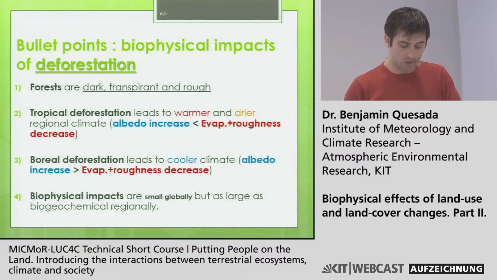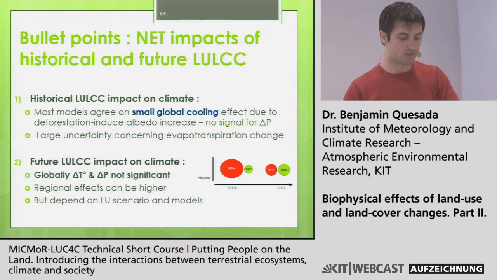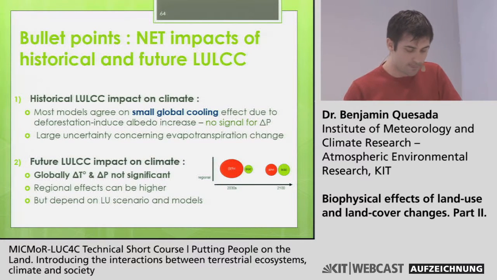Biophysical impacts are small globally, but they are as large as biogeochemical effects regionally. So they have to be taken into account in every afforestation project. For the net impacts of historical and future land use and land cover change, so biophysical plus biogeochemical, in general, most models agree on a small global cooling effect due to the deforestation of the past century, that led to a maximum of 10% decrease in the warming trend. In general, no signal for the precipitation, and there is still this large uncertainty concerning evapotranspiration changes due to deforestation.